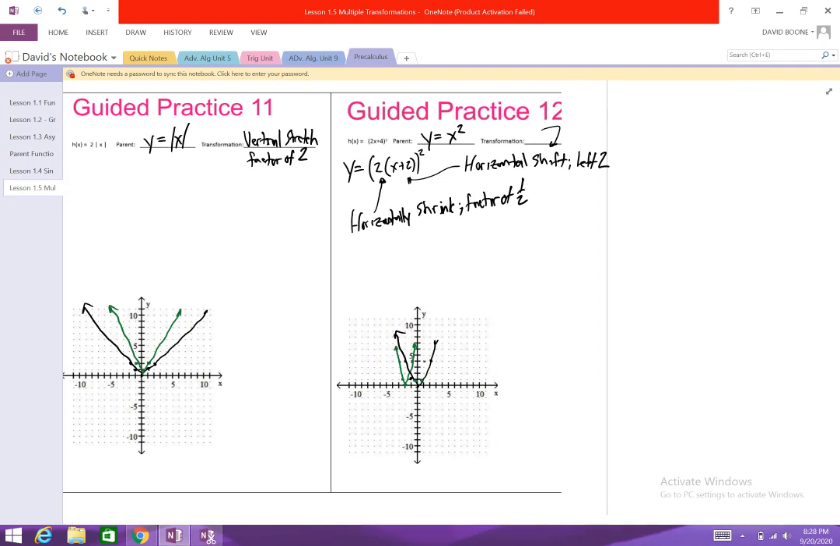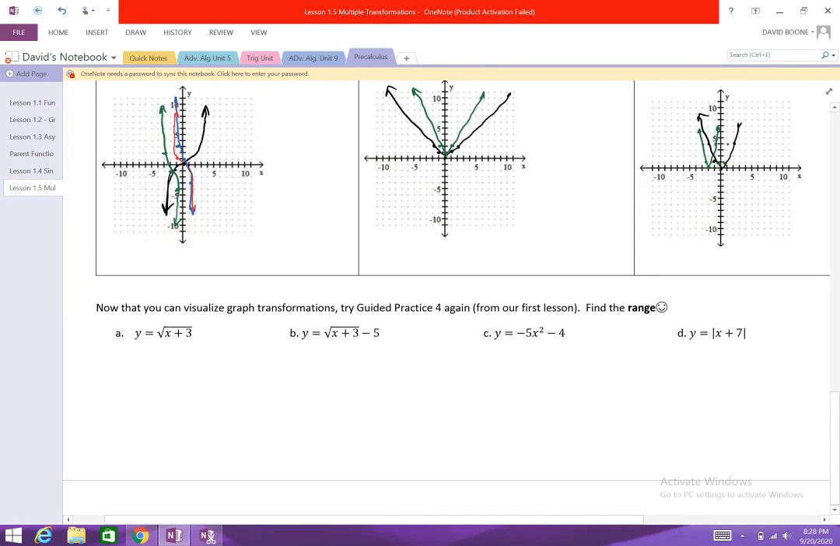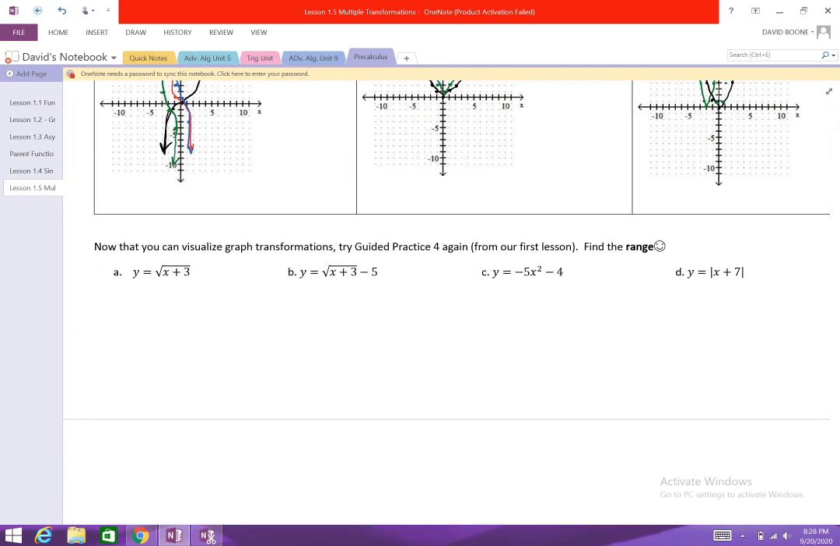Well, what I want you to do is down here at the bottom, these are way back from our first lesson, and I want you to pause the video, work through these 4 problems, and see if you can visualize and tell me how this graph has been moved. And after that, find the range. So we'll have you pause the video here, give it a try, and we'll be right back with you.